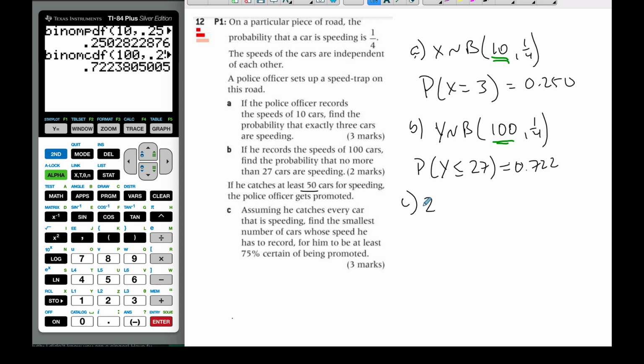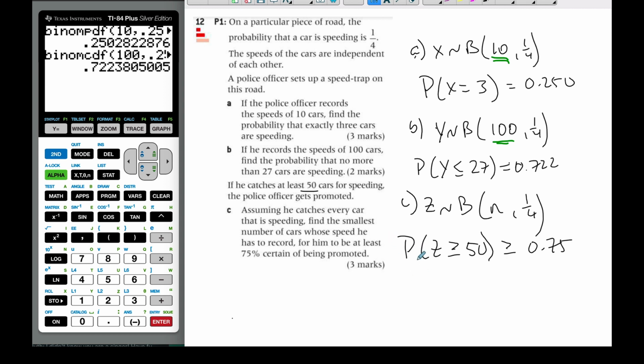So again, it's a new random variable. We'll call it Z. It's binomial, where this is n with my probability is 1/4. And I want to find the probability that Z is at least 50 cars, so bigger than or equal to 50. And that probability is at least 0.75. That's what I'm looking to find.